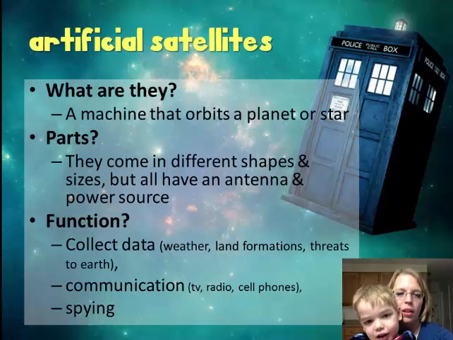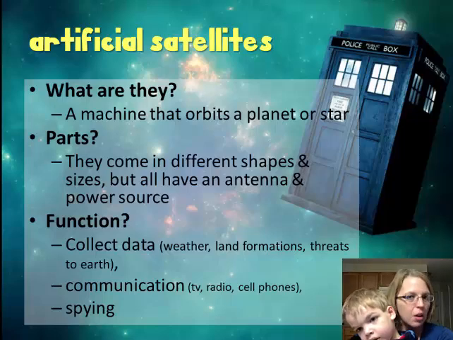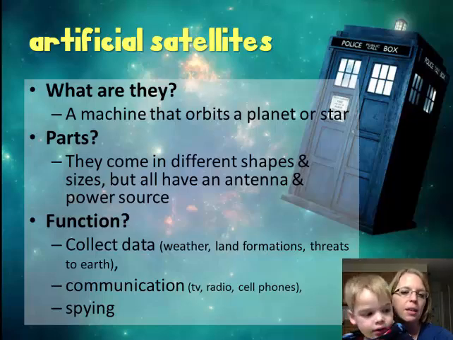What are they? So they are a machine that orbits a planet or a star. We have some satellites that go around Earth. We have satellites that go around the sun. We have satellites that go around Jupiter. We have satellites that go around the moon. We have satellites that go all around different places.